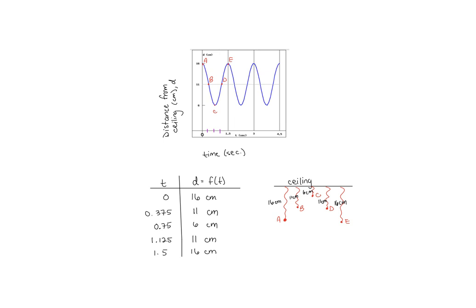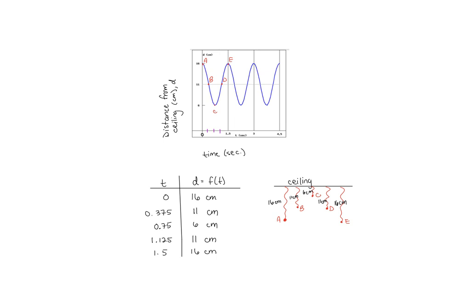Let's keep in mind that this function is measuring the distance, so how far away a weight is from the ceiling. So this weight is being suspended from the ceiling and it's bouncing, right? Once we pull on the weight, it's going to bounce. So its distance from the ceiling is going to change.